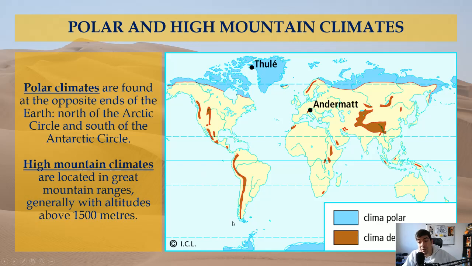And the high mountain climates are found all around the world in all the areas in which the mountain ranges are located, generally with altitudes above 1,500 meters or maybe 2,000 meters, okay? For example, Andes, Rocky Mountains, Himalaya, etc. These are only some of these regions, okay? But, for example, in Spain, we can find high mountain climate in Sistema Central, Pirineos, Cordillera Cantábrica, Sistema Bético, etc.